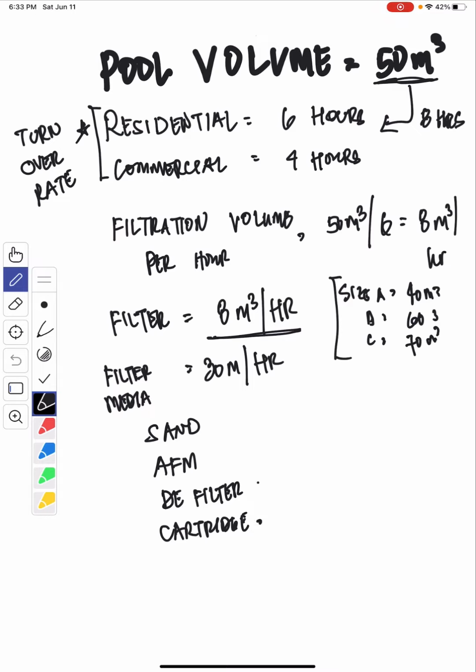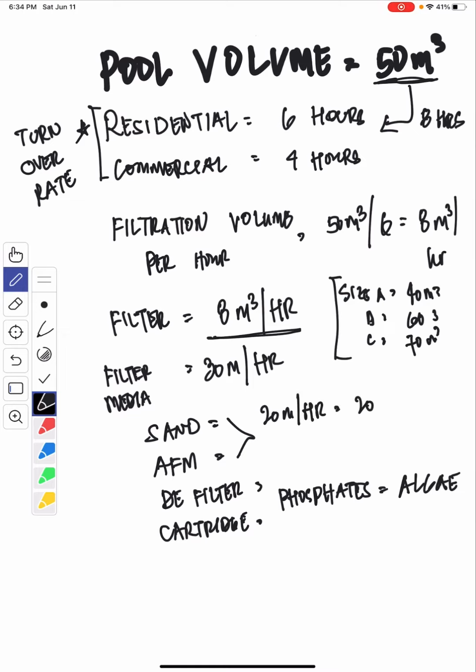The problem with DE filters and cartridge filters is they don't remove phosphates from the water, but sand and AFM have a way to remove phosphates. If you have a lot of phosphates, you will eventually have algae in your pool. But the problem with sand is that at 20 meters per hour, it provides a filtration quality of around 20 microns.